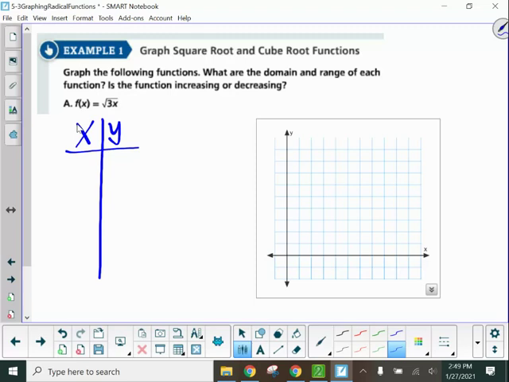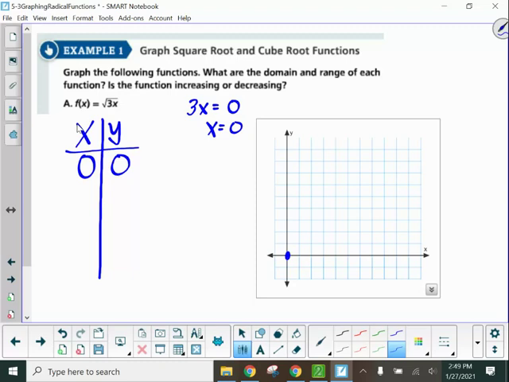One of the easiest ways to figure out what x to start with is take what's in your radical, so the radicand, and set it equal to 0. And if we do that, we get back 0 for our x value. When I plug 0 into the problem, I'm going to get back 0 for my y value. So 0, 0 is actually where I'm starting with this question.